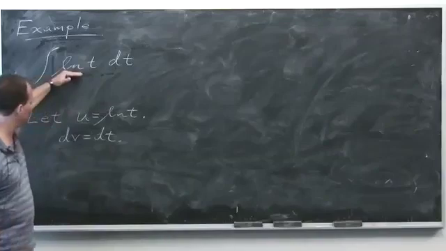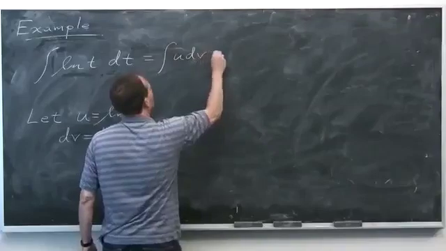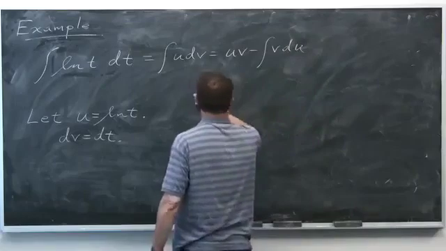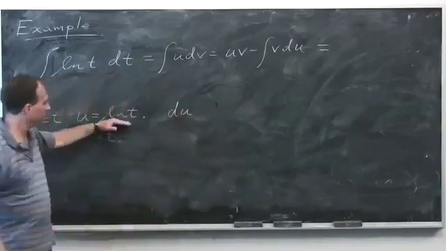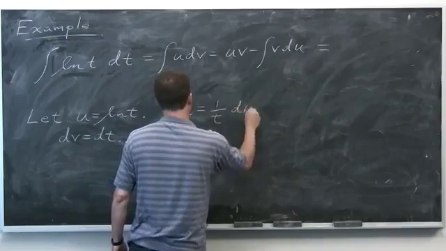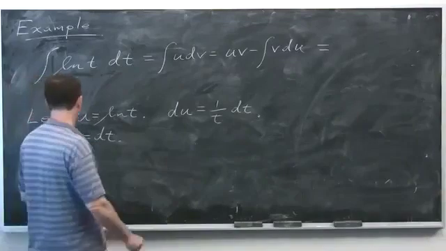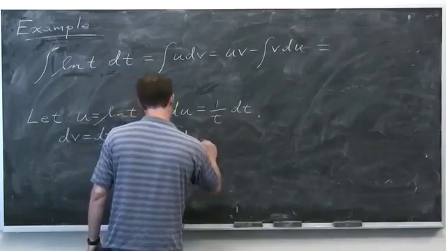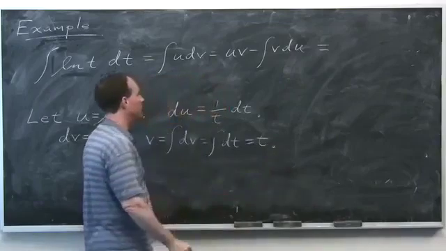So yeah, if this is u and this is dv, then this is the integral of u dv. And that should be u times v minus the integral of v du. All right, what do we get? Well, du is the derivative of u with respect to t times dt. So it's 1 over t dt. If dv is dt, then v is always the integral of dv. That's the integral of dt. That's just t. Again, you don't put the plus c.